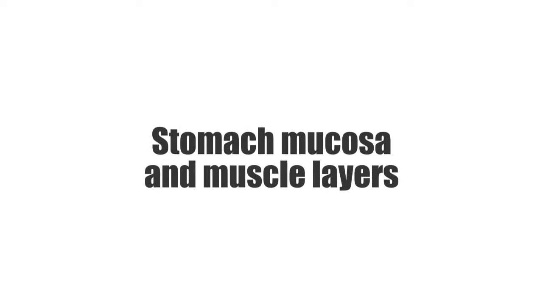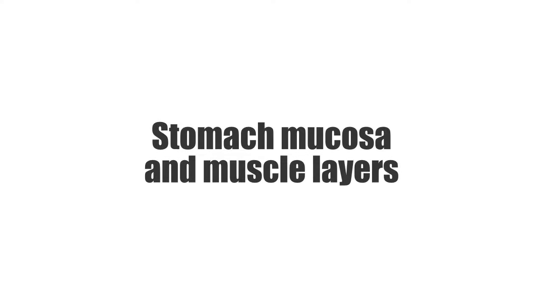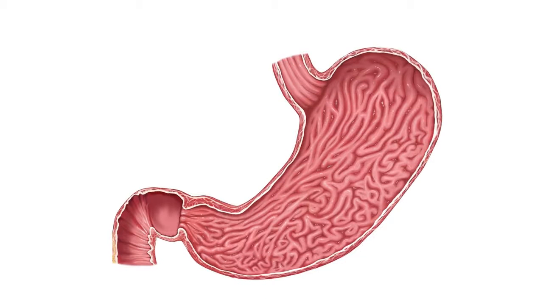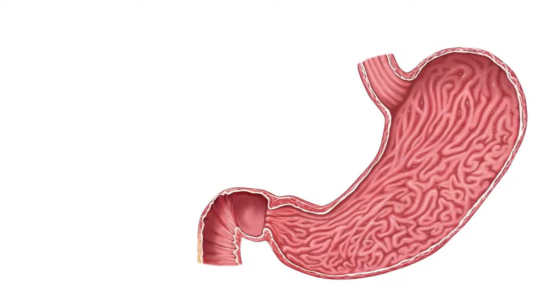Layers of the stomach. When we're discussing these structures, we're going to be discussing them as they are seen with the naked eye, or macroscopically. We're not going to use histological slides or a microscope. So let's begin with a complete view of the stomach. Here we can see the stomach connecting to the esophagus and duodenum. We can also see its internal surface and the folds, which are called rugae.